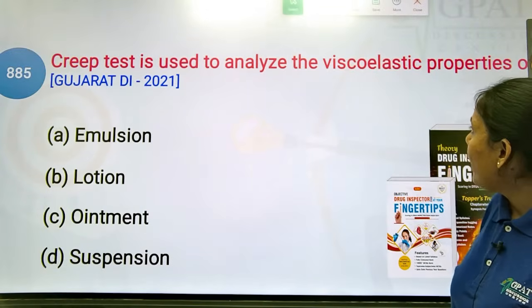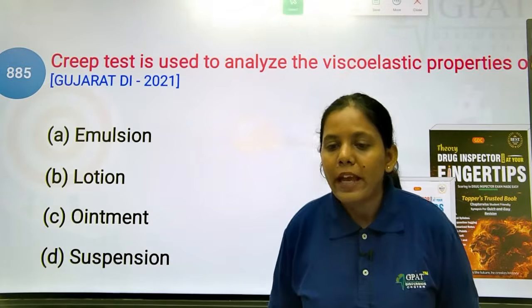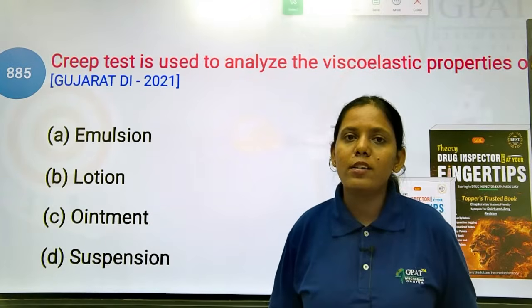Cribb test is used to analyze the viscoelastic properties of which type of dosage form? Emulsion, lotion, ointment or suspension?